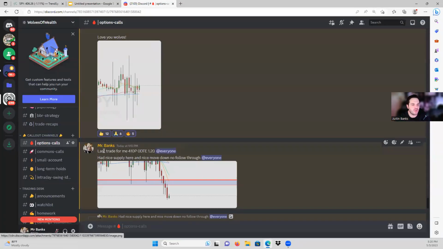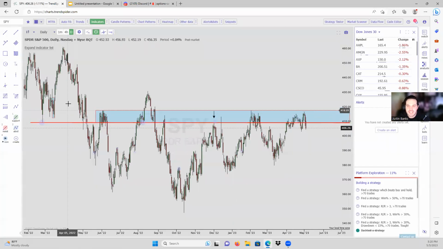So today I just want to go over the FOMC trade, live trade taken. As you guys know, I always like to give full examples after we take trades to the group. I am in the Wolves of Wealth. So this last trade was the 410 put today. So why did I take this? What was I looking at?